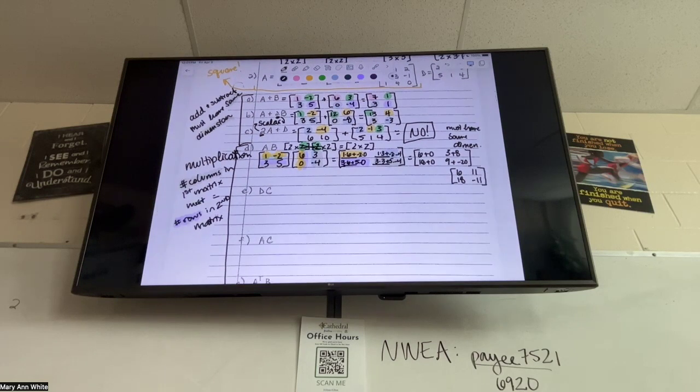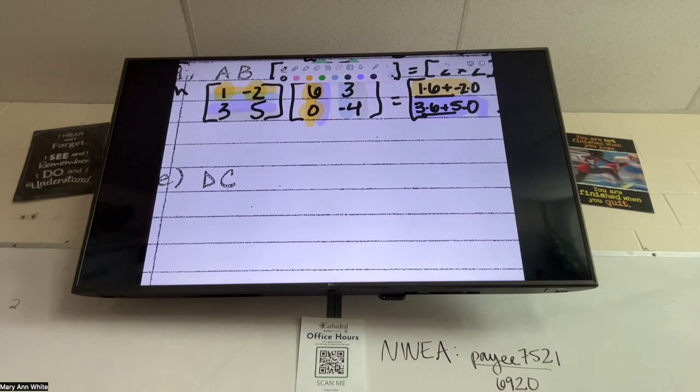Before I start copying them out, let's see if my dimensions work, okay? What are my dimensions for DC? D is a 2 by 3, and we see D first, so we're gonna do that, and then C is a 3 by 3, right? So 2 by 3 and a 3 by 3. Do my middle numbers match? Yes. Can I multiply them? Yes. What is the dimension of my new matrix gonna be? 2 by 3, very good. The middle cancels out, it's gonna be a 2 by 3.